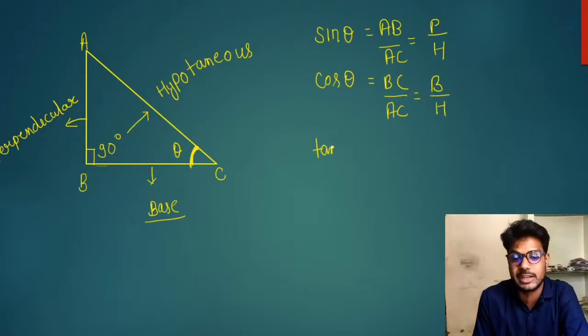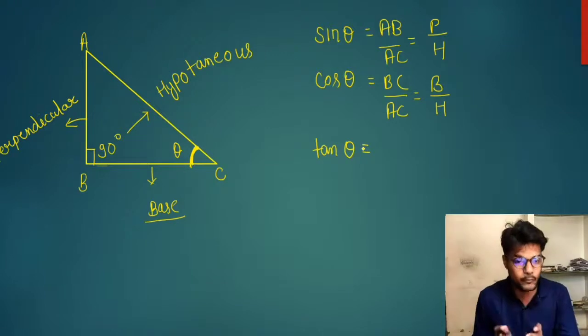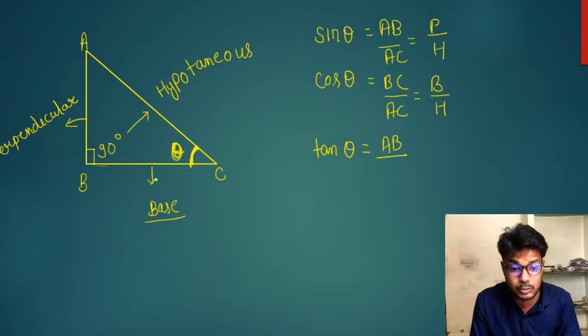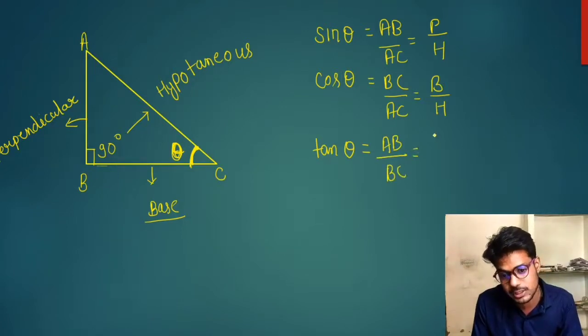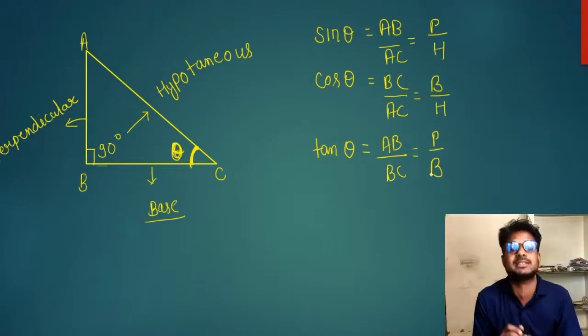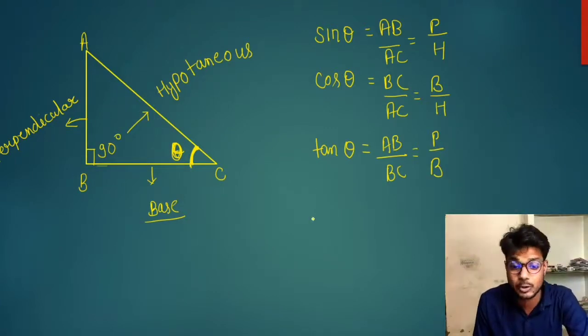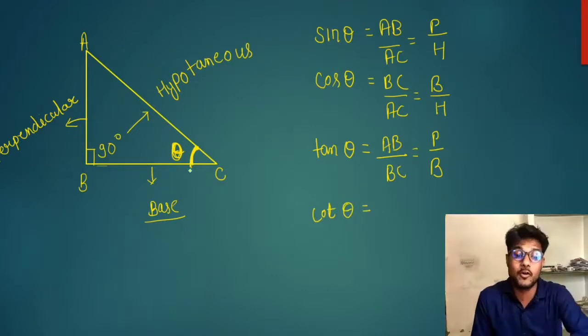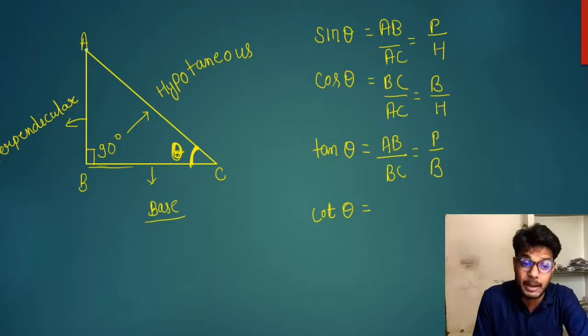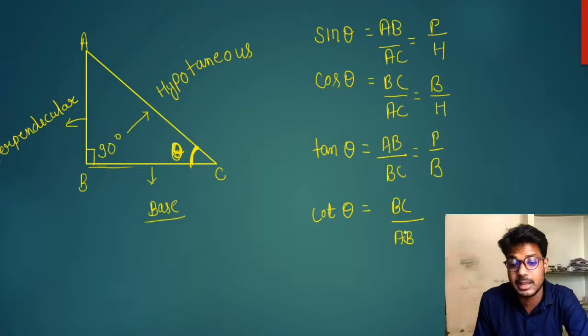Similarly, next ratio is tan theta, and it is the ratio of the side just opposite to the angle theta and adjacent side to the theta. Opposite side is AB and adjacent side to the theta is BC. We can also say that the ratio of perpendicular and base is called tan theta. Next ratio is cot theta, and that is the ratio of the adjacent side and opposite side of theta. Adjacent side is BC and perpendicular side is AB, and we can also write it as B upon P.